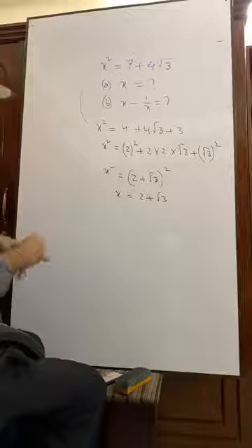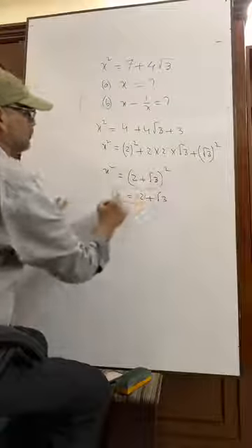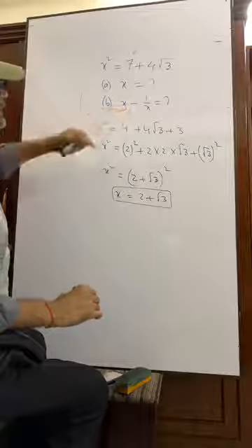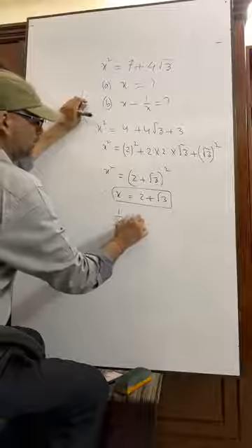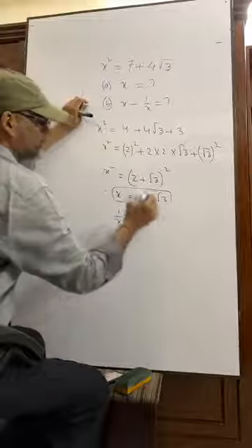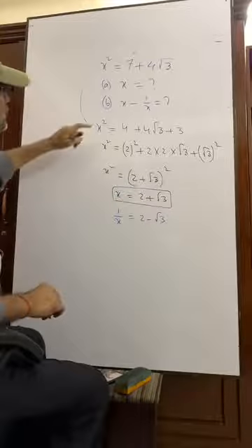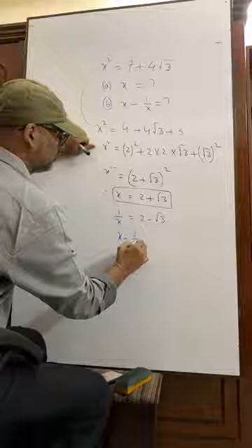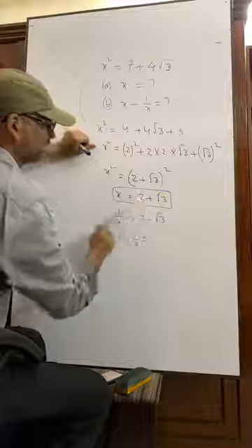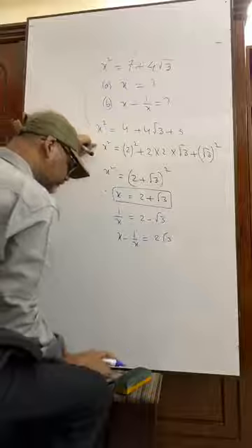You understand? x equals to what? 2 plus root 3. Now, if you are told to determine x minus 1 by x, so 1 by x equals to what? 1 by x equals to 2 minus root 3. Now, if they are subtracted, that is x minus 1 by x equals this minus this, that is 2 root 3.